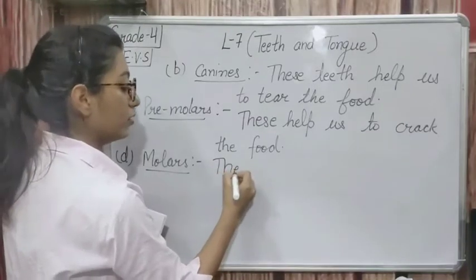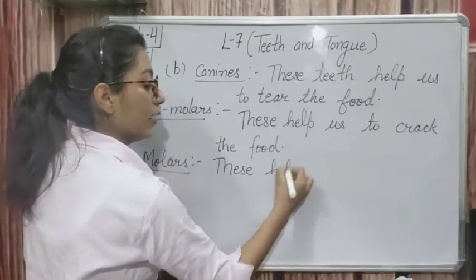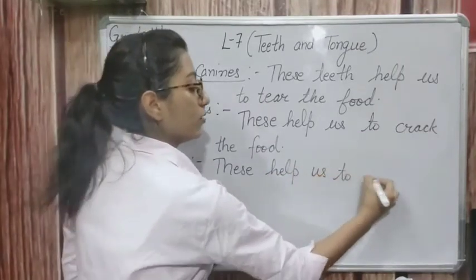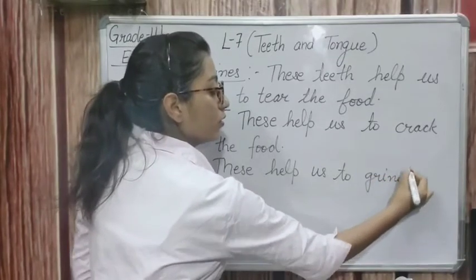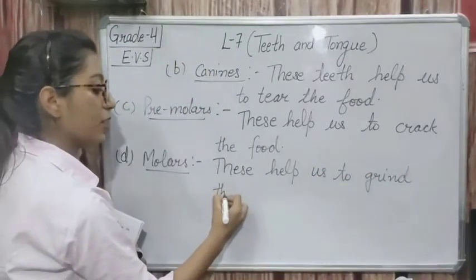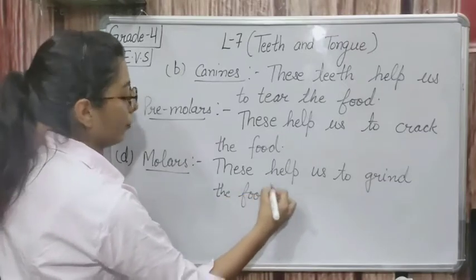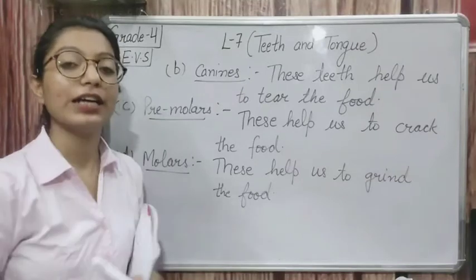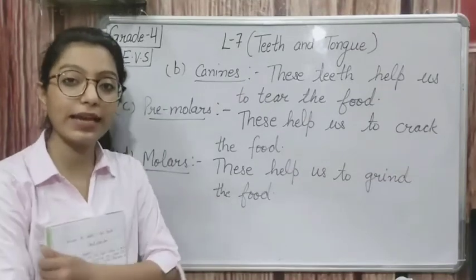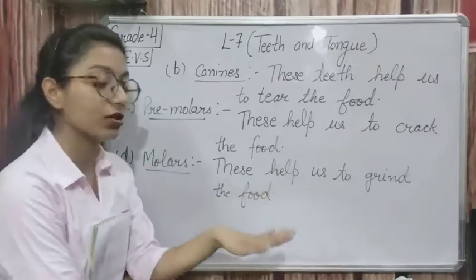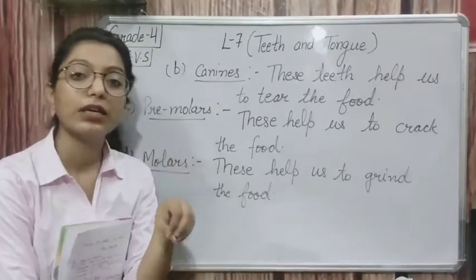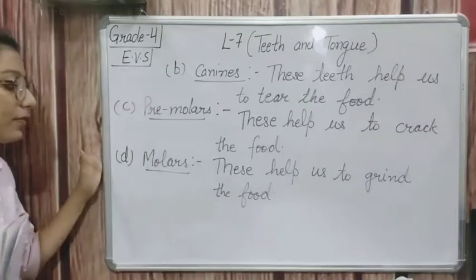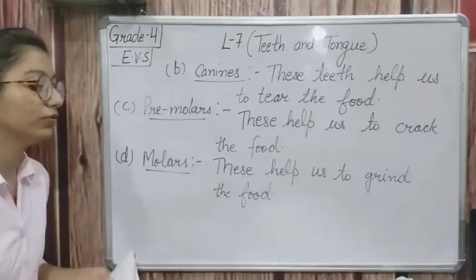So right here, these help us to grind. These help us to grind the food. So how many total teeth in our mouth? There are 32 permanent teeth, right? But if we are talking about a little child, they are having set of 20 teeth. Okay? Do this, then we will do question number 2.